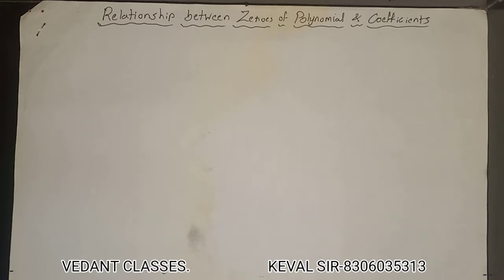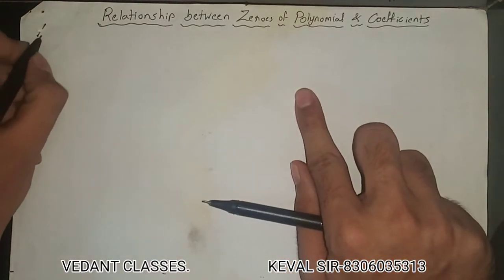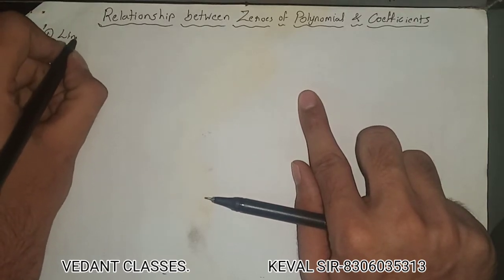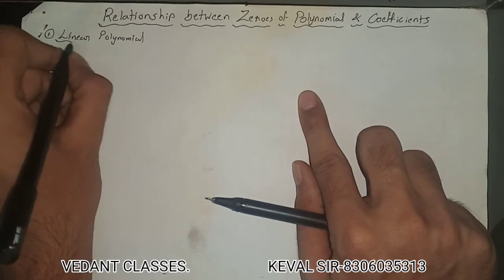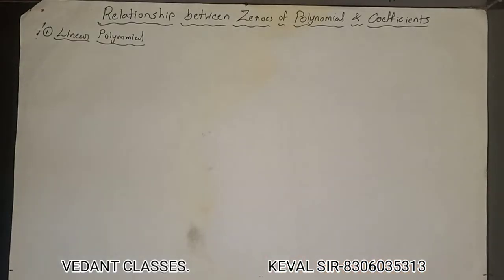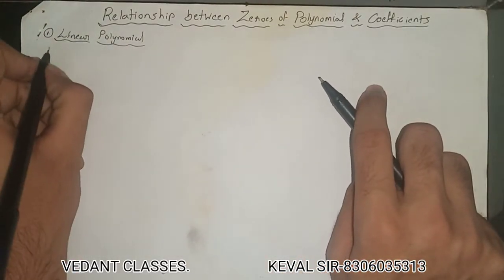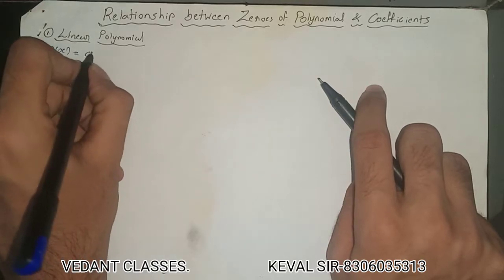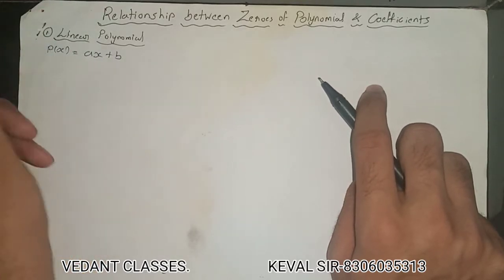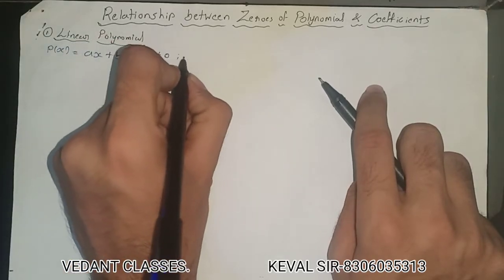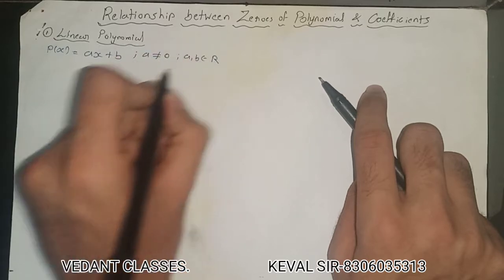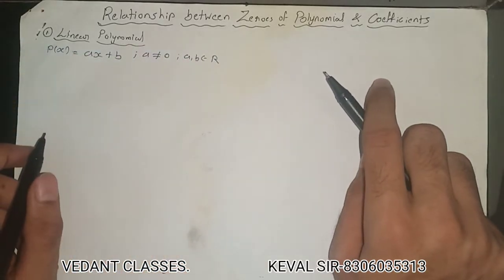In this lecture we'll see the relationships between the zeros of a polynomial and its coefficients. Let's start with the first one. Let's consider the first polynomial, that is the linear polynomial. A linear polynomial p of x is written as p of x equal to ax plus b. Here the degree of x is 1, so it is a linear polynomial, where a is not equal to 0 and a, b belong to the real numbers.